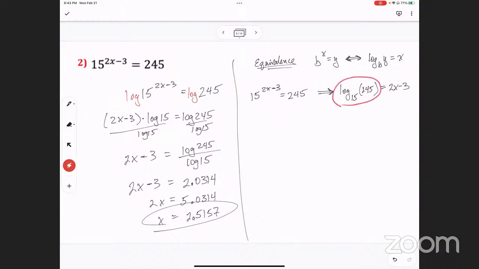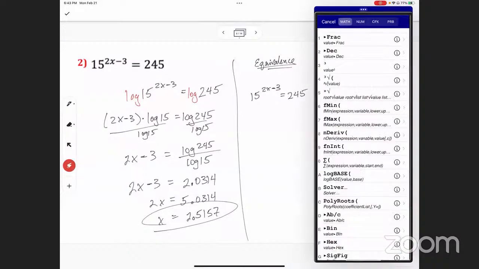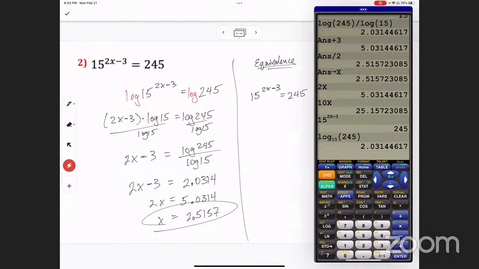Now, this right here, some calculators can't do this. Some calculators can't do log base 15. Mine happens to be able to do it. And the way I do it is you have to go to math, and you have to go to log base. And then I type in 15, and then I type in 245. And when I hit enter, watch what it's going to give me. There's that number, 2.03, right?